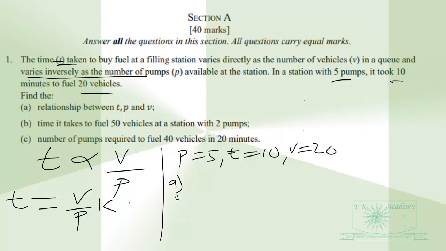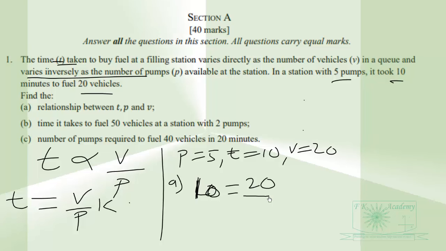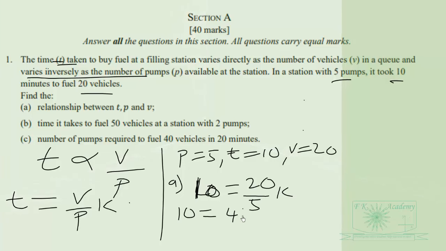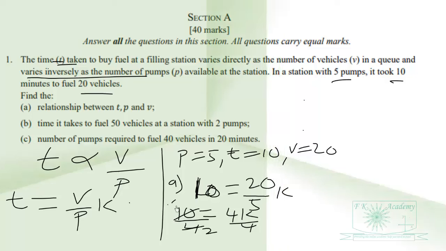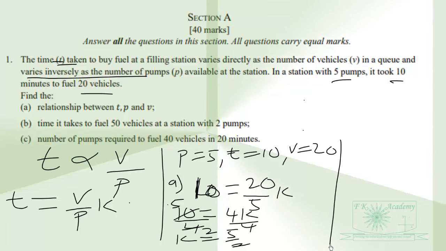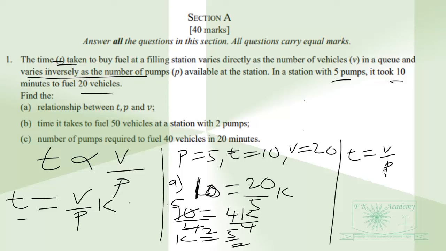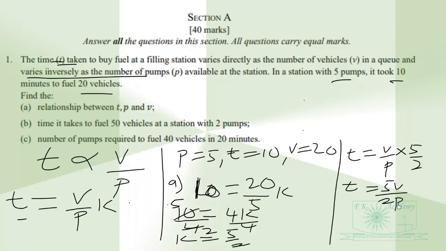So the relationship will be given by T, which is 10, is equal to V, which is 20, over P, which is 5, times K. So 10 will be equal to 4K. So dividing through by 4, we get K to be equal to 5 over 2. So therefore the relationship will be T is equal to V over P times K, which is 5 over 2, or T is equal to 5V over 2P. So that is the A part, we are done.